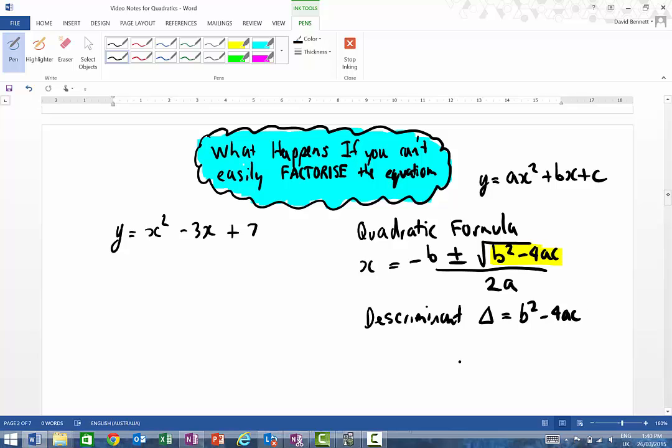Now think about it: if that value is equal to 0, then you've got minus b plus or minus 0, which is just going to be minus b on 2a. In other words, you've got one root. If it's a negative value, then you can't take the square root of a negative number, so it's going to have no real solutions. And if it has a value that's greater than 0, it's going to be minus b plus the square root, and minus b take the square root of that.